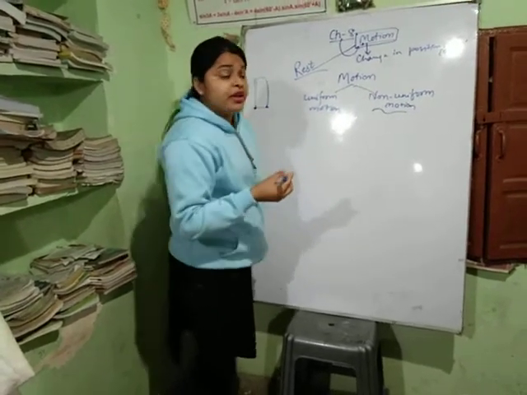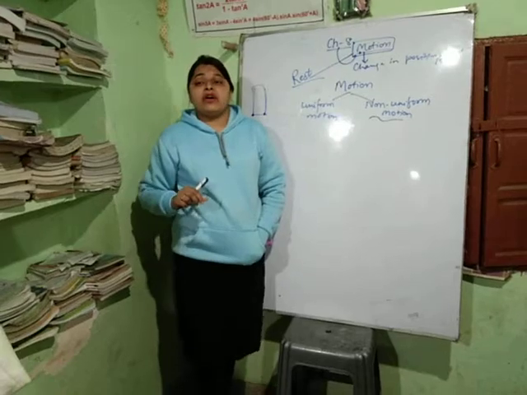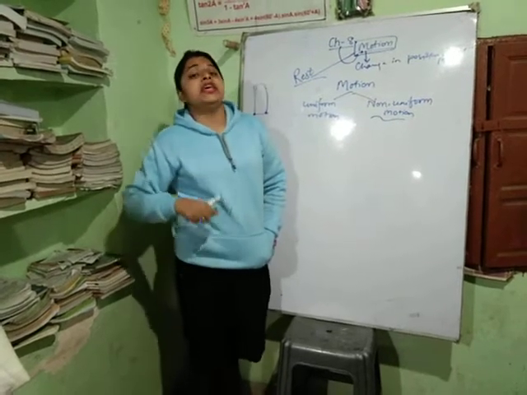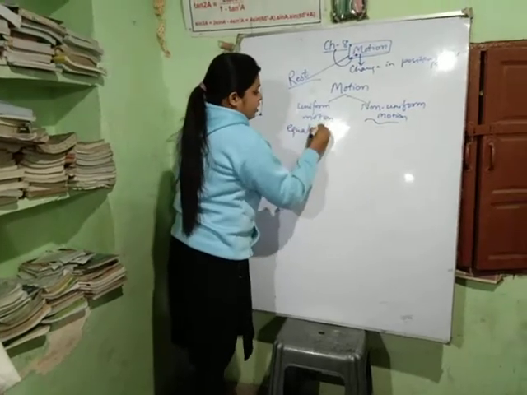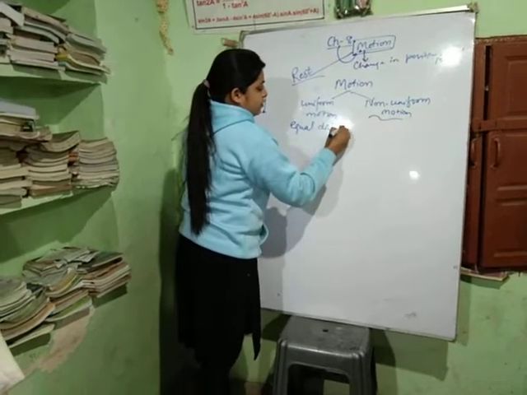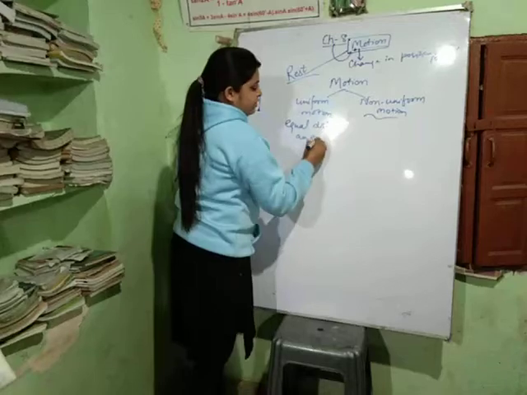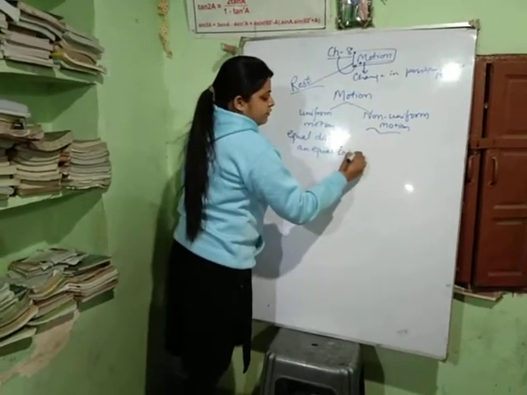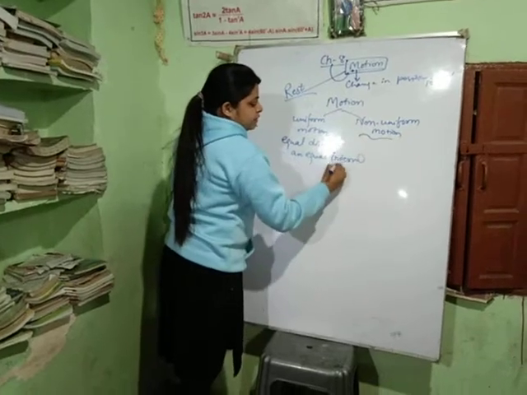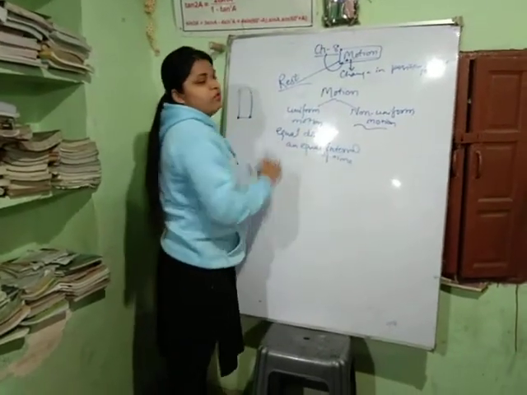I again repeat it. When an object travels an equal distance in equal intervals of time, then we can say that it is in uniform motion.